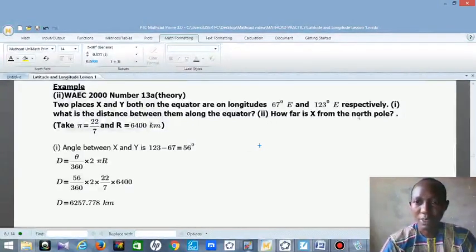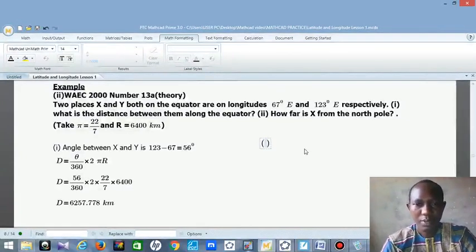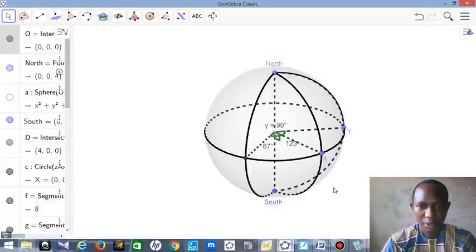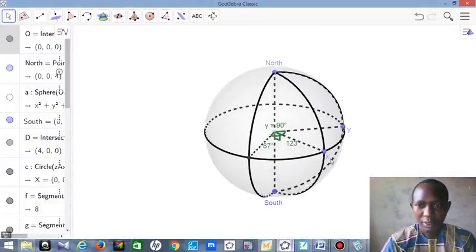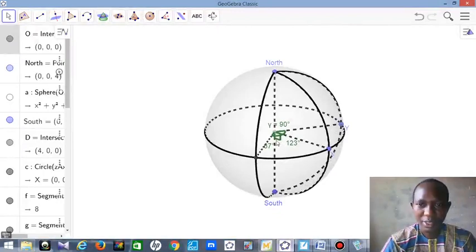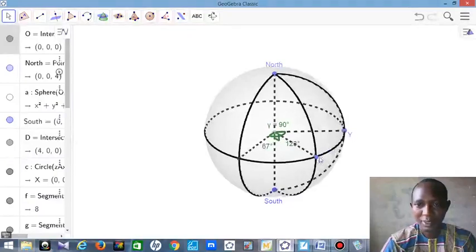Okay, so now let's see number 2. How far is x from the North Pole? That's number 2 now. So x from the North Pole, let's see our animation. So this is x. So x and the North Pole, they are on the great circle. All you need is the angle between them. I've already put the angle there, which is 90 degrees. You see the line that links to the North Pole and the line that links to x. They are 90 degrees. So now that you know the angle between the North Pole and x, you are okay.